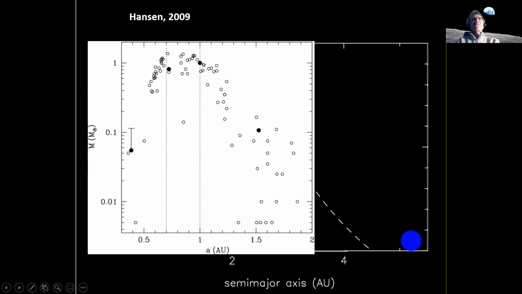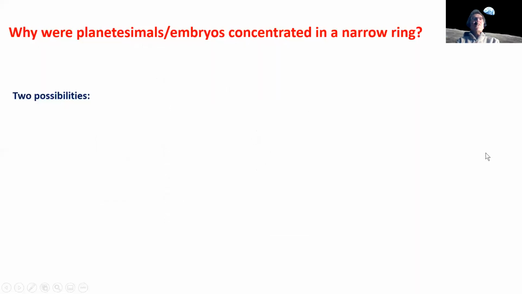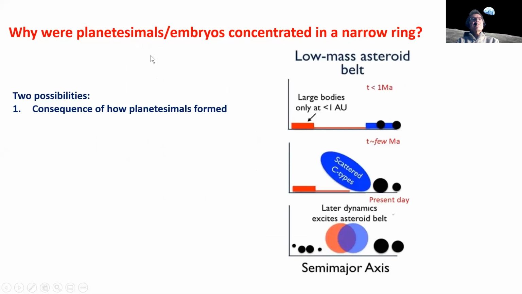Fantastic. But now the question is why the solid material, planetesimals and embryos, was concentrated in such a narrow ring. And here, all bets are off. So there are two possibilities. The first possibility is that this is just a consequence of how planetesimals form. I talked to you before about how we don't understand planetesimal formation. So clearly planetesimals form at the snow line, but they have to form somewhere also in the inner system, because we have early planetesimal formation at least at two distinctive sites.